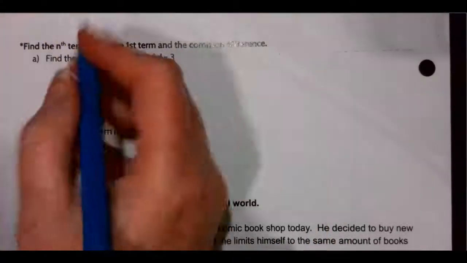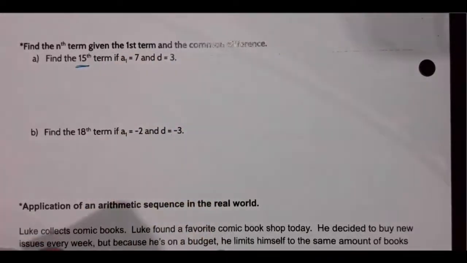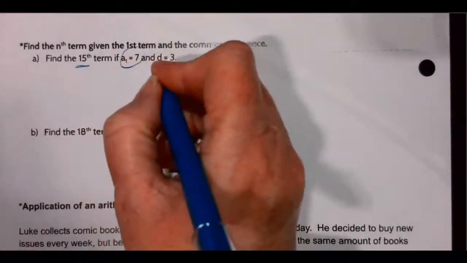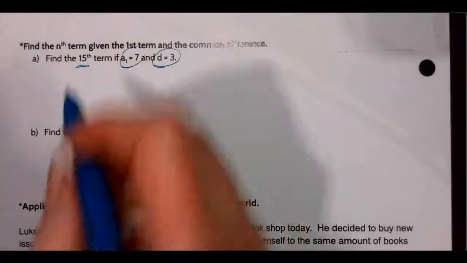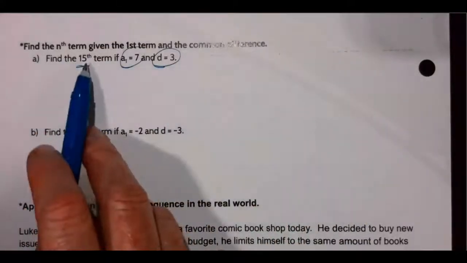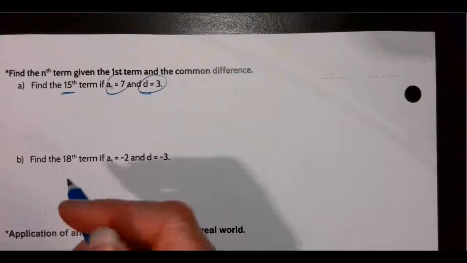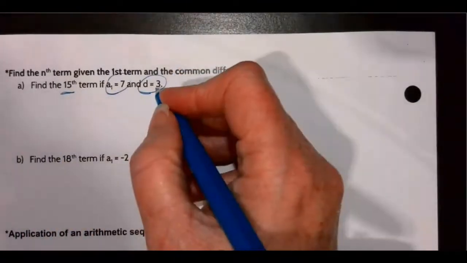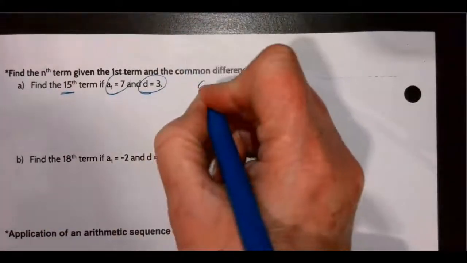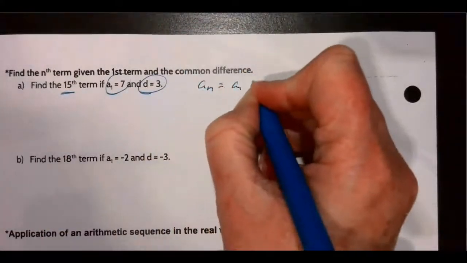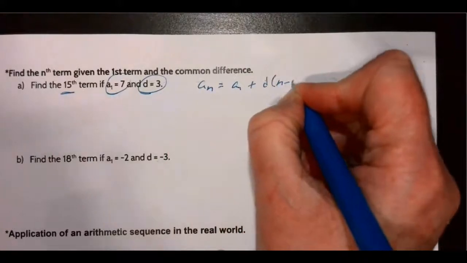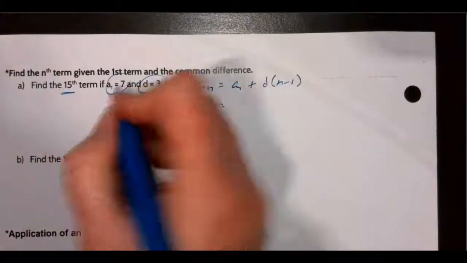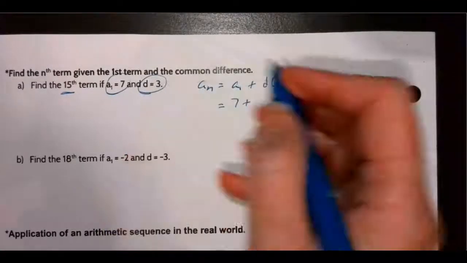Let's see what the back has to offer. Find the nth term given the first term and the common difference. Okay? So they're going to tell us which term we're finding. We know a sub 1. We know d is equal to 3. Whenever we have to find a specific term, we're always going to use the explicit form. Because do you really want to find 15 terms? No. So you're going to write the explicit formula. So a sub n is equal to a sub 1 plus difference times n minus 1. So a sub 1, they give us. D, they give us.